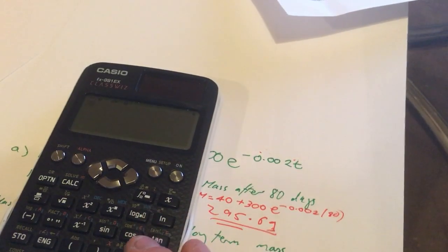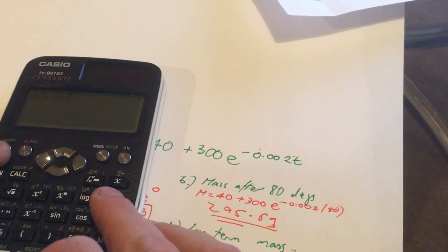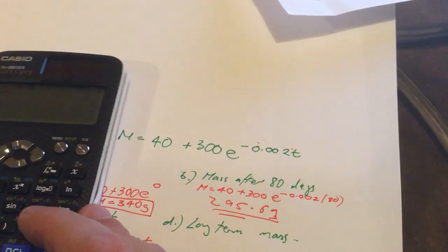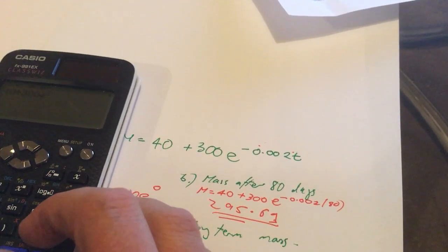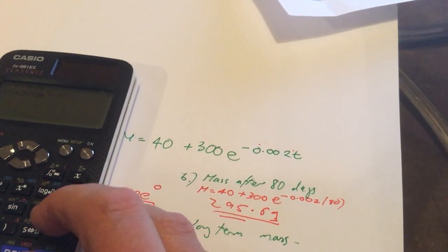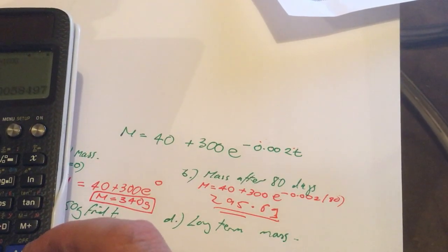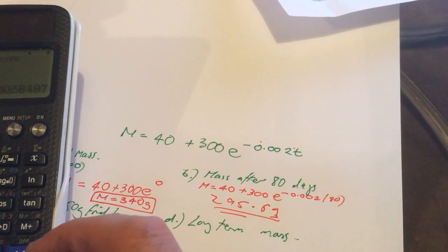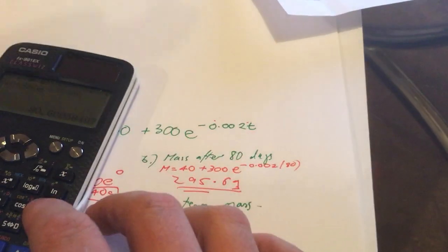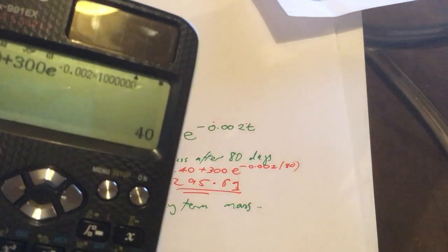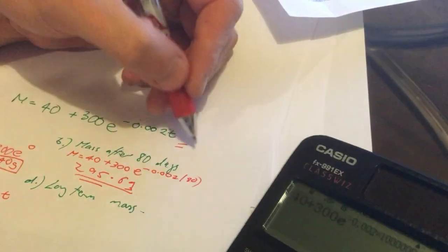So we get 40 plus 300 e to the power minus 0.002 times 1,000. And yeah, it doesn't quite work. We need to pick a bigger number. So if I put in 10,000 or a million instead, the mass goes to 40. So for some of you, it was kind of my fault because I should have said put in a much bigger t value, but here we get 40.